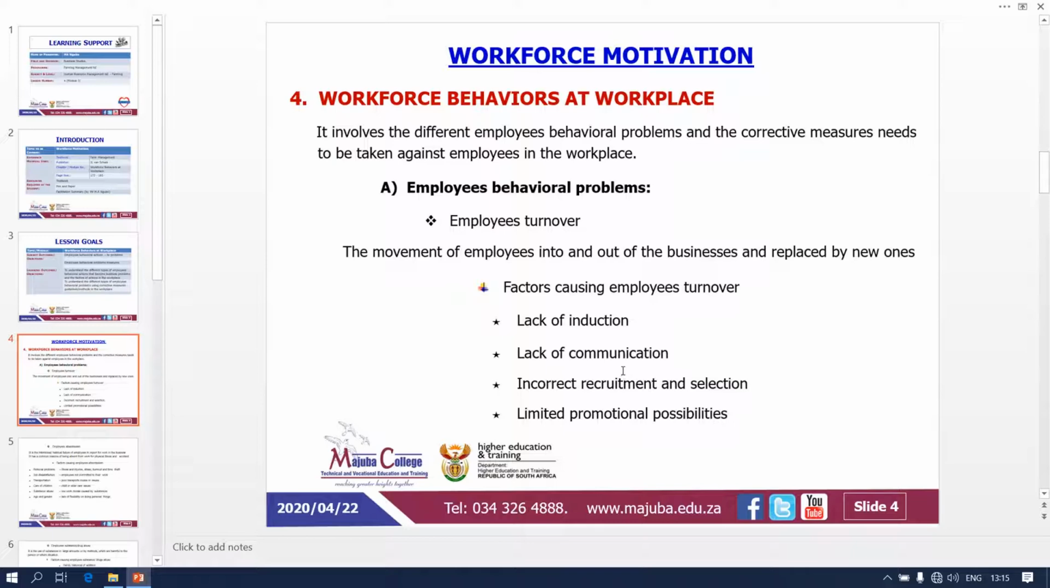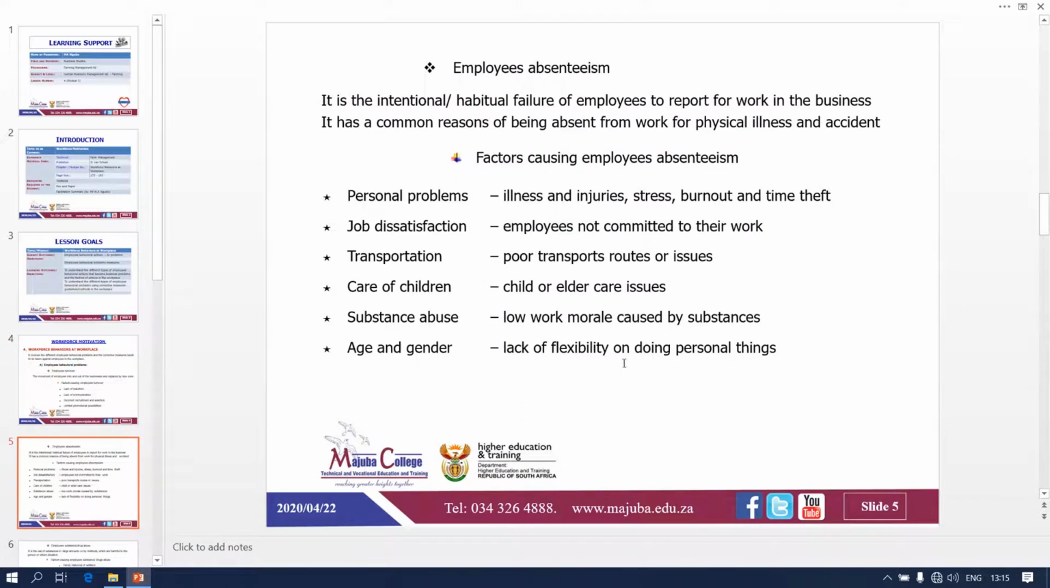Incorrect recruitment and selection. A person wants to be a teacher, but he was not born to teach, right? Limited promotional positions, right? If you cannot be promoted, there is nothing. Let's look at the second action. Absenteeism. It is the intentional or habitual failure of employees to report for work in the business. It has common reasons of being absent from work, physical illness and accident. So it's one of the things that causes absenteeism. But these ones are normally reported. Most of the others are not reported.